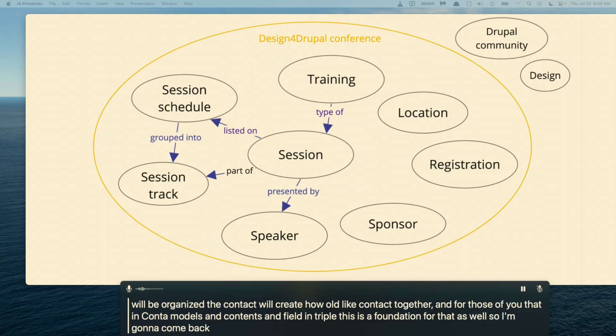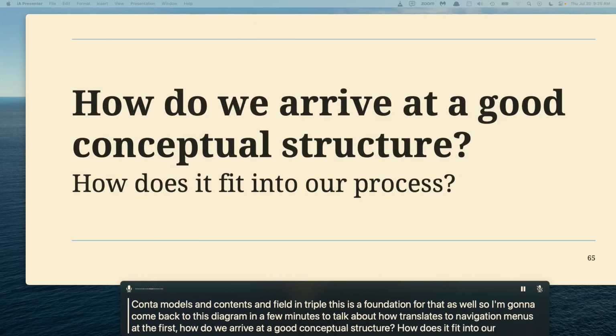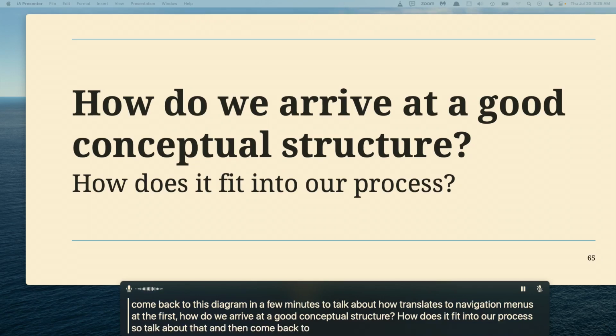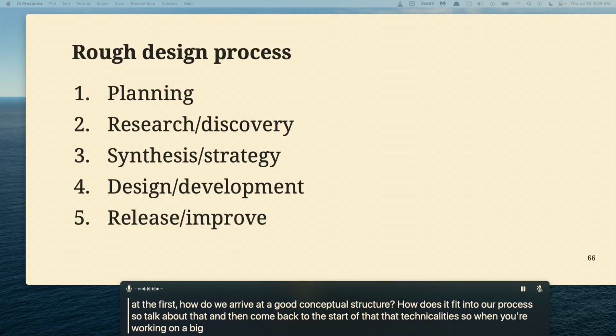So I'm going to come back to this diagram in a few minutes to talk about how this translates to navigation menus. But first, how do we arrive at a good conceptual structure? How does this fit into our process? So I'll talk about that and then come back to the technicalities. When you're working on a big project, I'm going to assume that the process looks something like this, or some combination of these things.